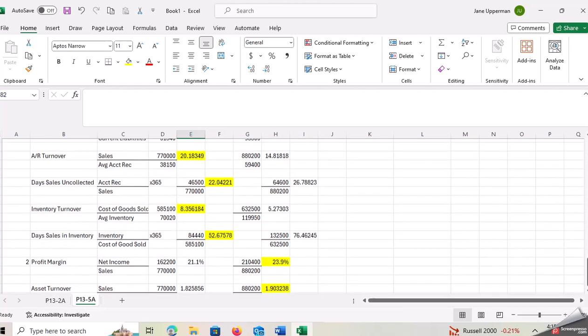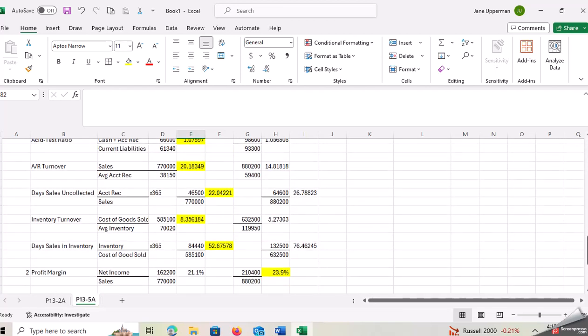So again, if you have the formulas in front of you and you just understand where you find the values, whether they're on the balance sheet or the income statement, that's really all you're doing: just following what the formula is, find the numbers, solve for it. So that is it then for the financial ratio analysis.